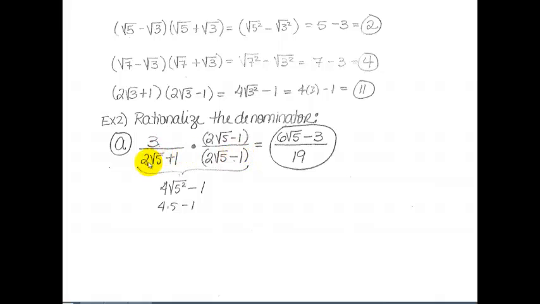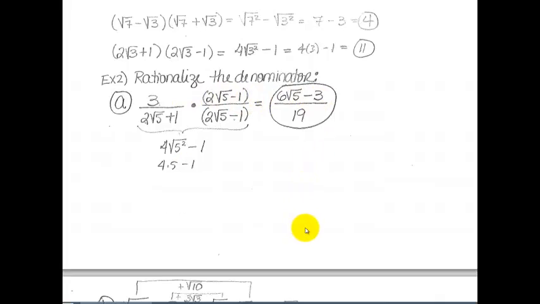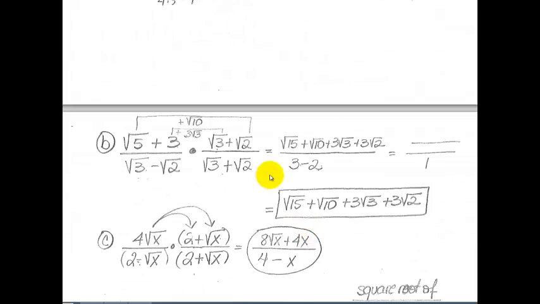So basically, 2 times 2 is 4. Square root of 5 times square root of 5 is 5. And 1 times negative 1 is negative 1. 4 times 5 is 20. 20 minus 1 gives you 19. And on the top, I just distribute the 3. 3 times 2 is 6. 3 times negative 1 is negative 3. Okay? So let's take a look at other examples.